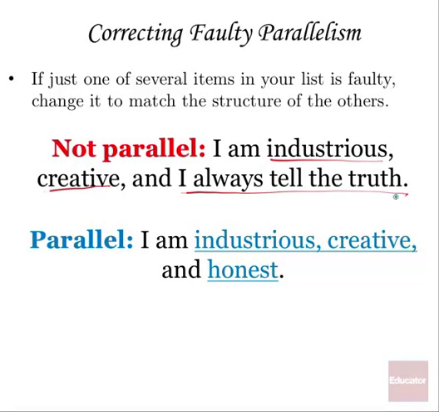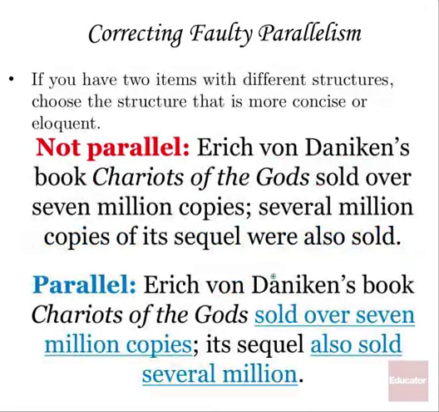3 items, 2 of them are short and they're in adjective form, industrious and creative, so we take the third one and we put it in adjective form. "I am industrious, creative, and honest." A one-word adjectival way of saying I always tell the truth. Now it's clearer and more memorable.